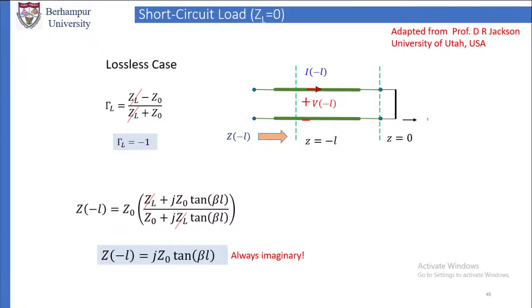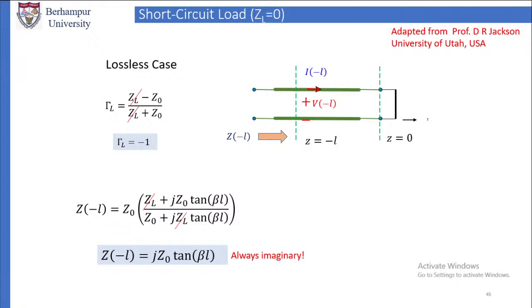Now look at the expression for the impedance. So Z at a distance L on the transmission line from the load. So there you are finding the Z. Now, the expression for Z we have found out. Putting Z subscript L equal to 0: Z is equal to Z0 into the whole, numerator ZL plus j Z0 tan beta L, divided by Z0 plus j ZL tan beta L.